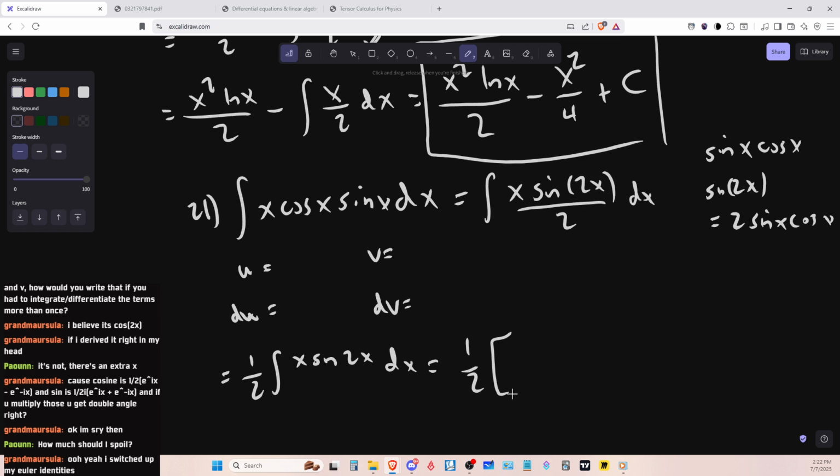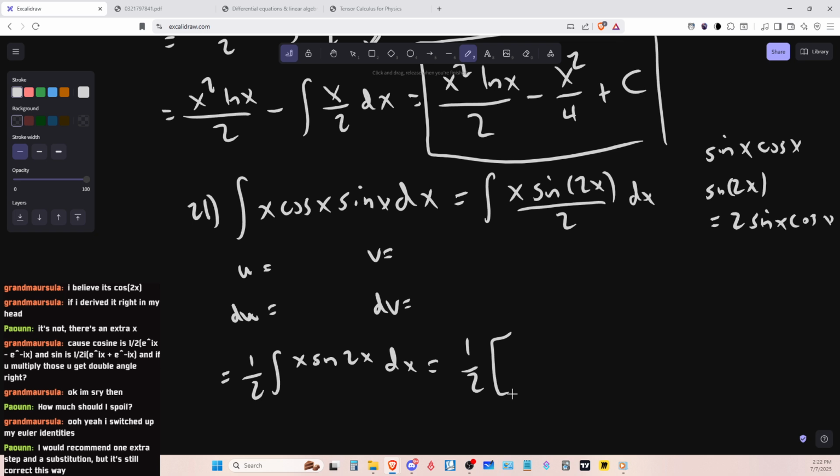Oh yeah, I switched up my Euler identities. It's fine. I forgot to read that part, that big paragraph you typed about Euler's rules and stuff. But that's fine. I would recommend one extra step in the substitution, but it's still correct this way. Okay, maybe when I'm done with the problem, you can tell me what your recommendation is, Poundin. Am I pronouncing your name correctly? If I'm not, please let me know how to pronounce it correctly.